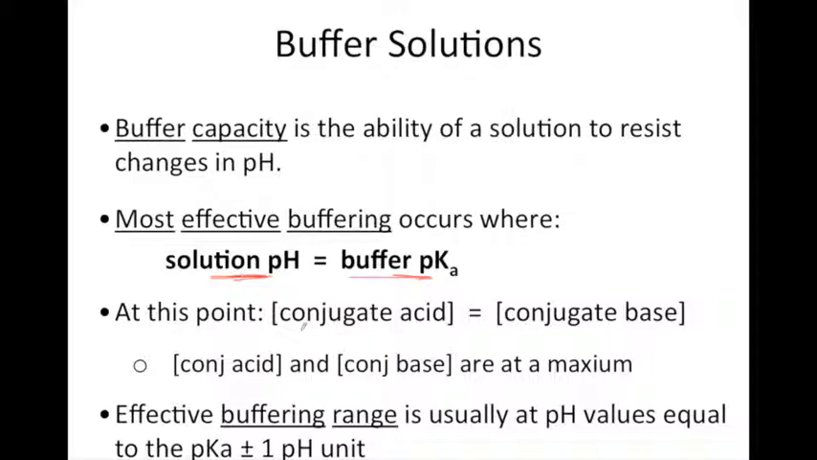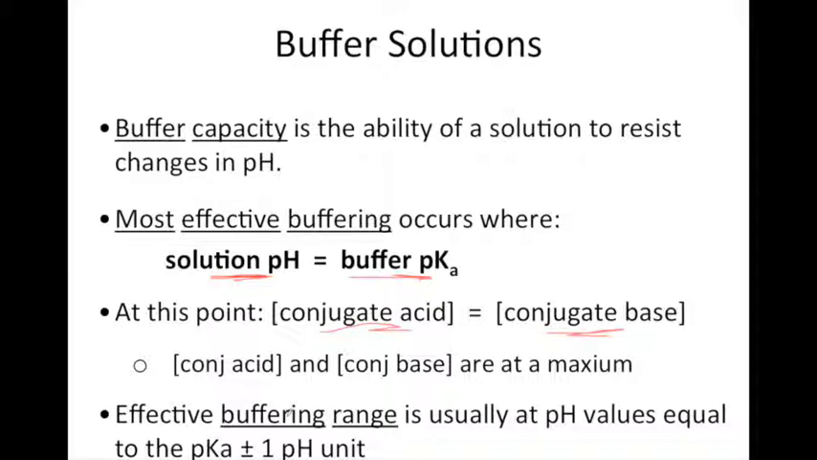And the reason for that is, when the solution pH is equal to the pKa of the weak acid in the buffer, at that point the concentrations of the conjugate acid and the conjugate base are at their maximum. So you're able to absorb more hydroxide or more hydronium because your concentrations of weak acid and conjugate base are at their best.